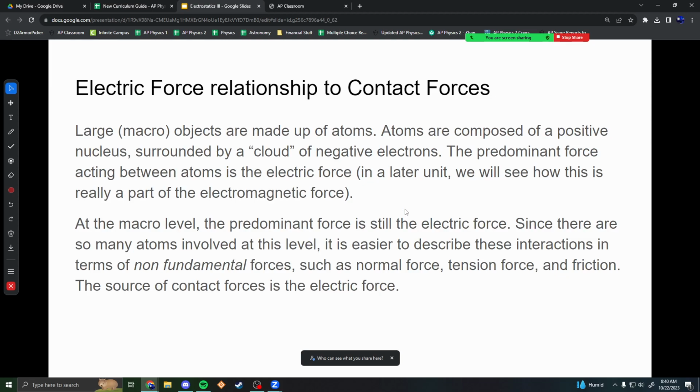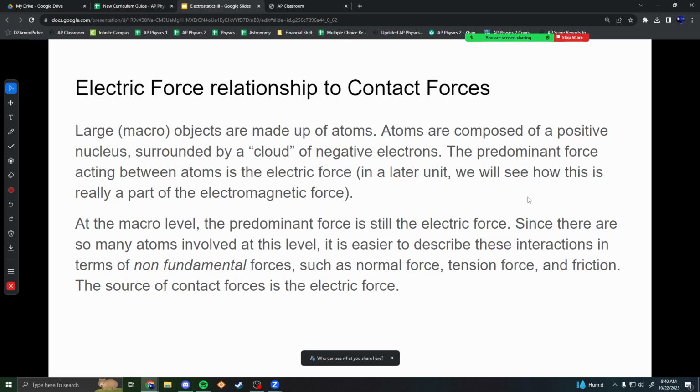What you could say about that is that large objects are made up of atoms, and atoms are composed of a positive nucleus that is surrounded by some circular orbit or cloud of negative electrons. So the predominant force acting between atoms is the electric force, and we'll talk in a later unit that it's really the electromagnetic force is what we should be calling it. But at a macroscopic level, the predominant force still is electric force.